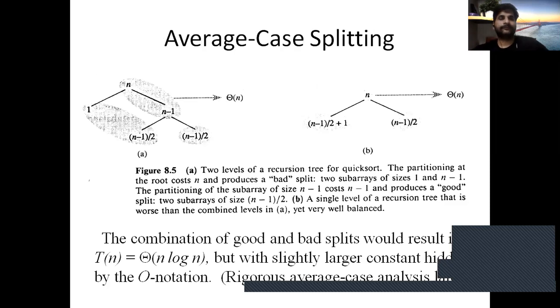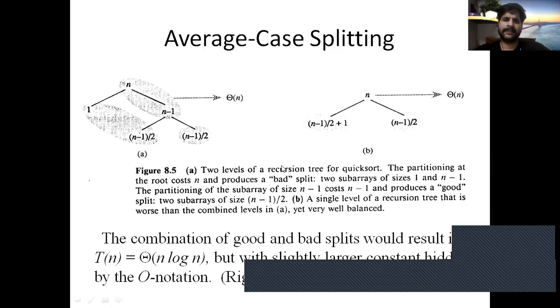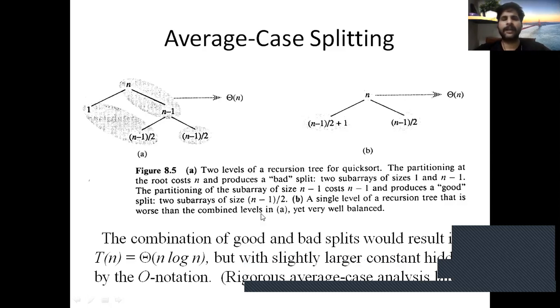Average case splitting: n minus 1, n minus 1 by 2, n minus 1 by 2 plus 1, and several possible cases exist. So the average case time complexity equals theta of n log n.